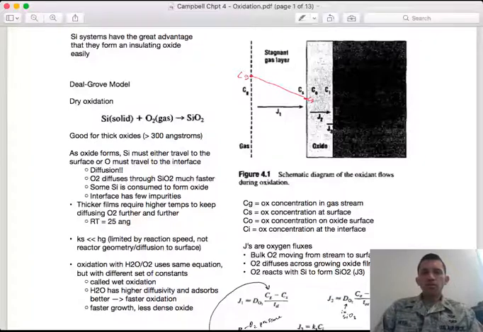eventually you reach a point where the oxygen no longer diffuses, or the rate slows down rapidly, and at room temperature this produces an oxide layer, right, that's relatively thin, at about 25 angstroms. And so if you want to grow an oxide layer that's thicker than that, right, you need to increase the temperature of the oxidation furnace so that the oxygen can diffuse through a thicker and thicker oxide layer.